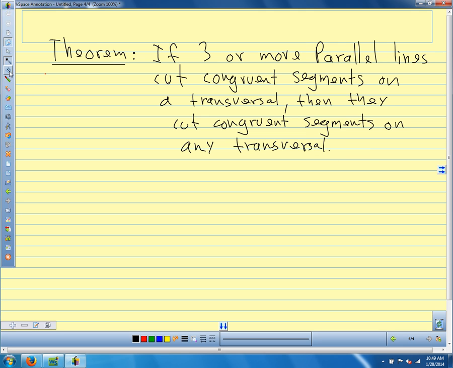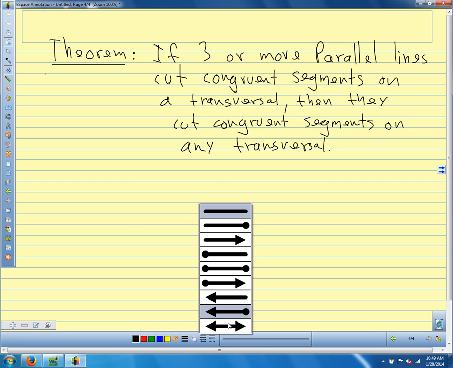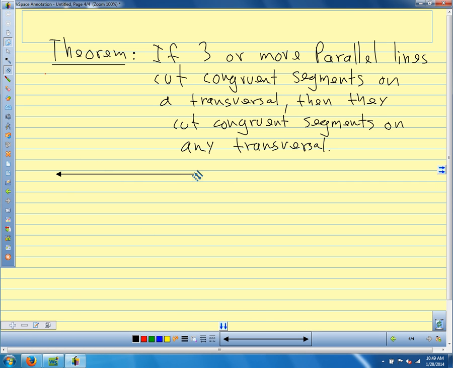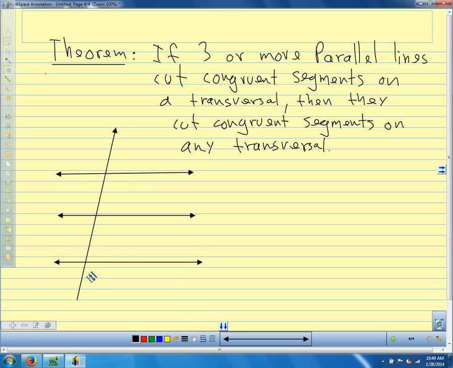Let's draw a picture. I think it makes a little more sense than the words here. So here are 3 parallel lines, and here's one transversal, and here's another transversal. And we're saying all 3 of these lines are parallel. And we'll label our points. And we're saying that those segments are congruent on that one transversal.